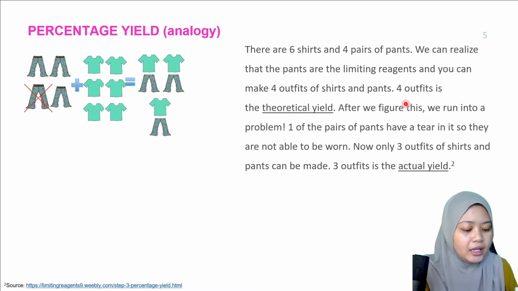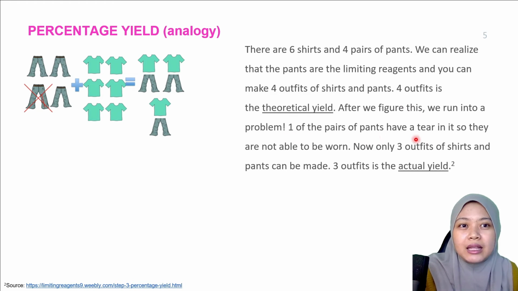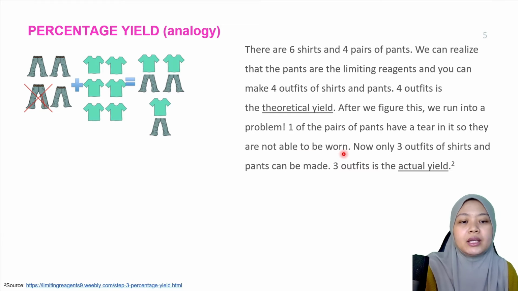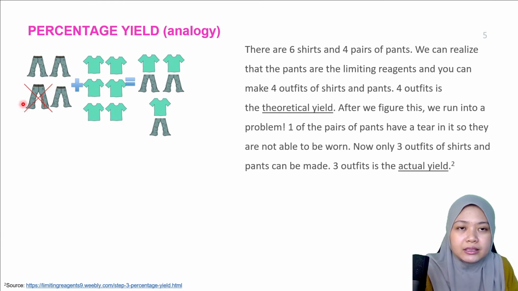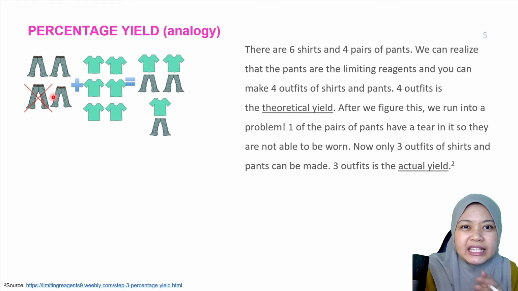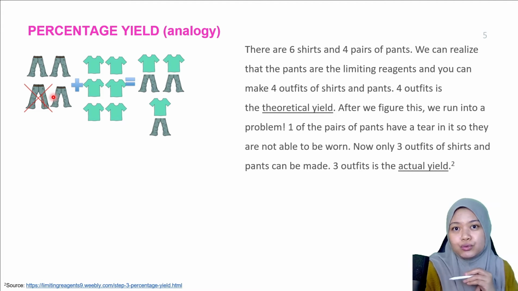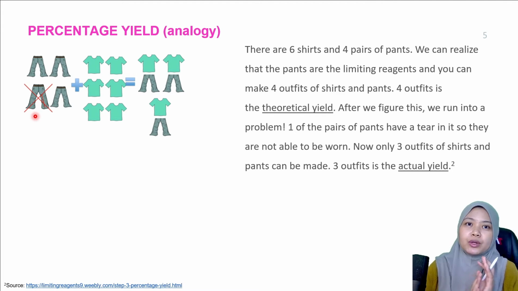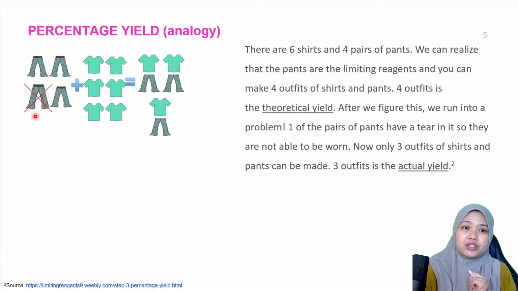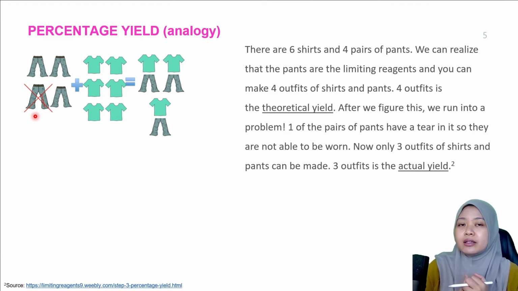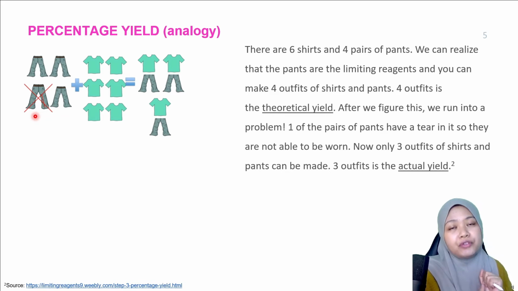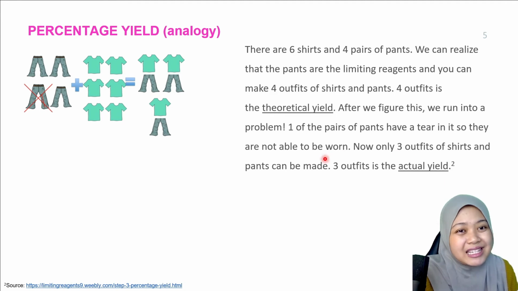Turns out, okay, one pair of pants has a tear in it, so it is not able to be worn. Okay, turns out sebenarnya satu seluar ni ada koyak. So bila ada koyak, dia dah jadi defect item. So awak tak boleh nak matchkan dia dengan baju. Turns out sebenarnya the pants that you can pair with the shirt, there are only 3, and you hanya boleh buat 3 outfit sahaja. So 3 outfit yang sebenarnya awak boleh buat adalah we call it as actual yield.